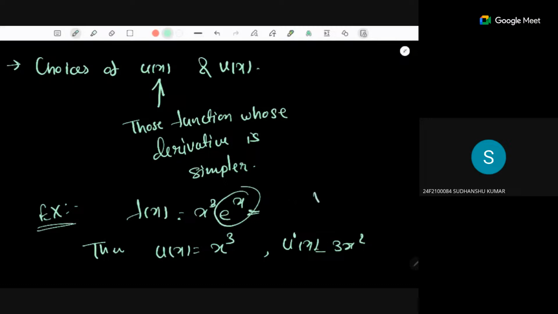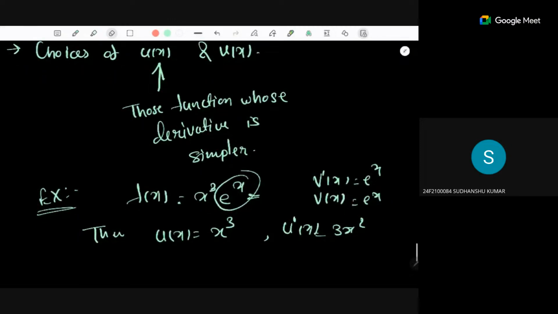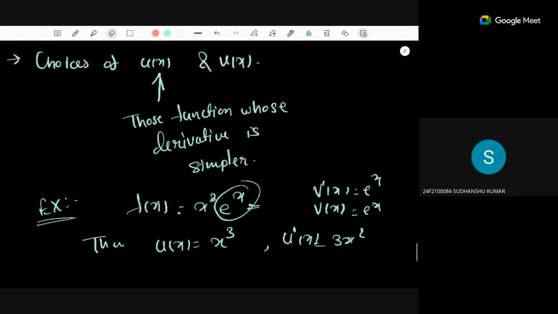So here, if you take v dash of x to be e to the power x, then v(x) is nothing but e to the power x itself. So the choices of u and v depend on which function's derivative is much simpler. Okay. So this is all about integration by parts.